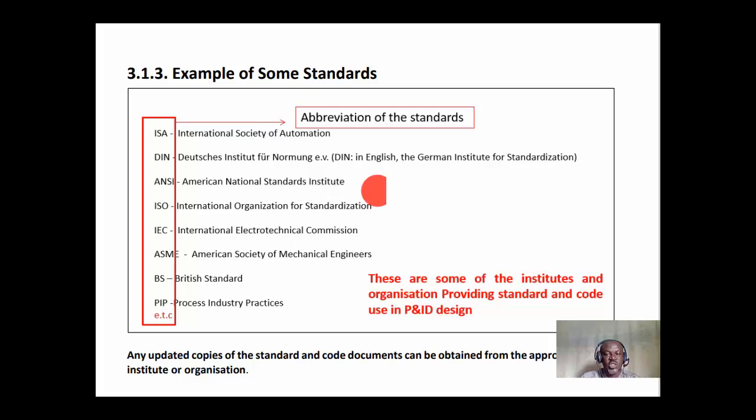Examples of some standards. Here we have the abbreviations of some standards like ISA, International Society of Automation, DIN, ANSI, ISO, IEC, ASME, BS, PIP, and so on. These are some of the institutes and organizations providing standards and codes used in P&ID design. Any updated copy of the standards and code documents can be obtained from the appropriate institute or organization.